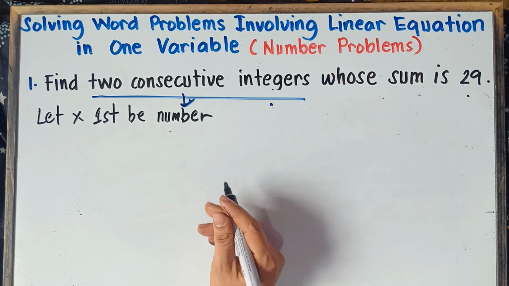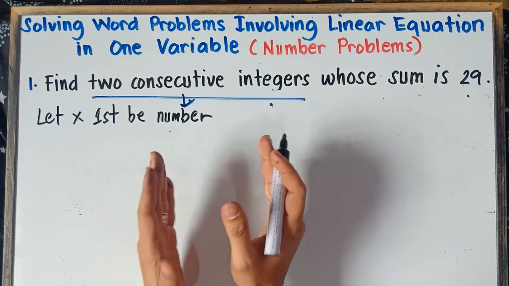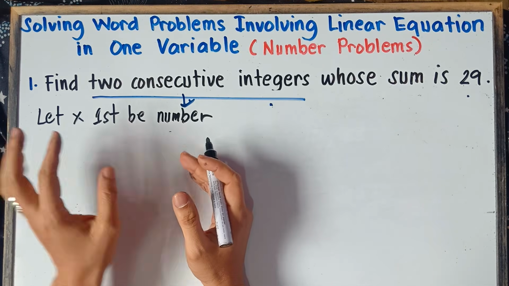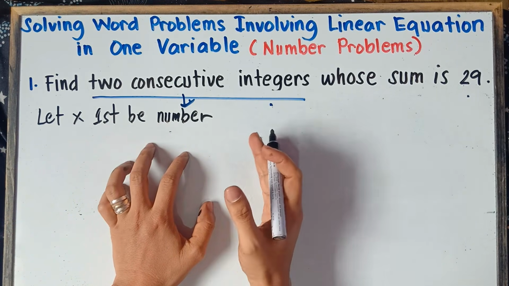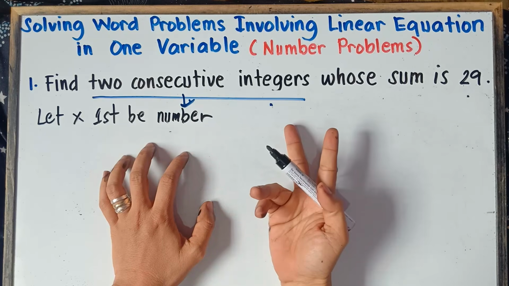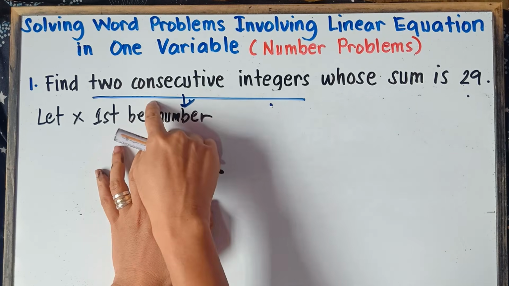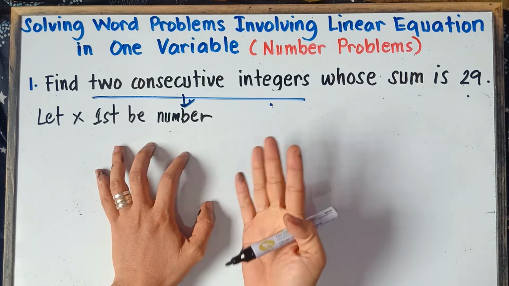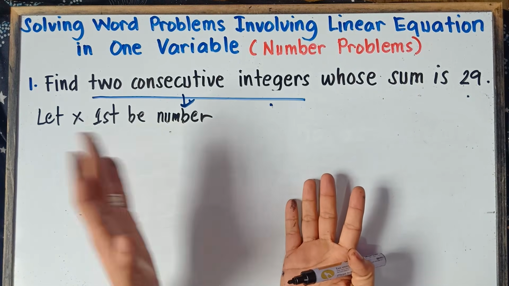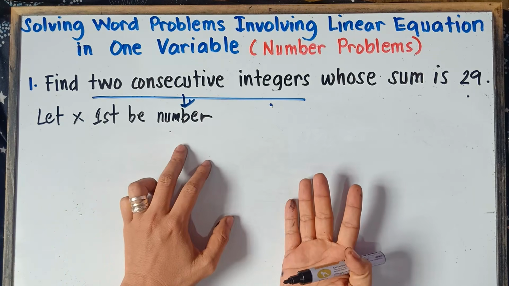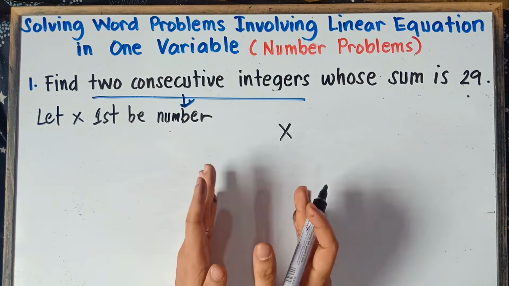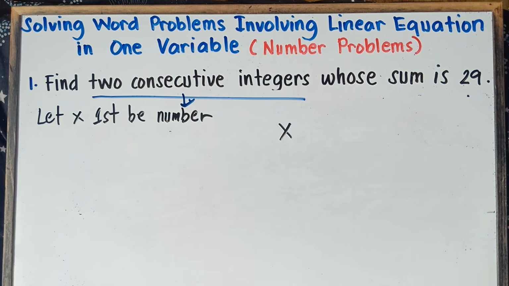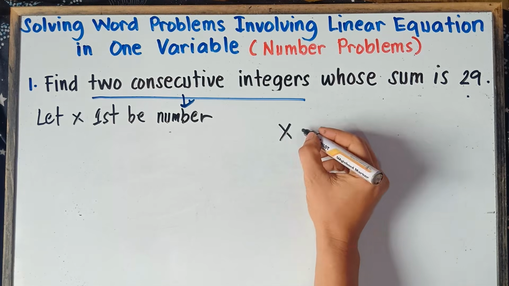Now, you'll be asking, sir, why do we let x be the first number? We let x be the first number because we don't know what the 2 numbers are. We know that they are consecutive numbers, but we don't know what the first number is. So we let x be the first number. Now, if x is the first number, let's assume any number. Let's assume that x is equal to 5.